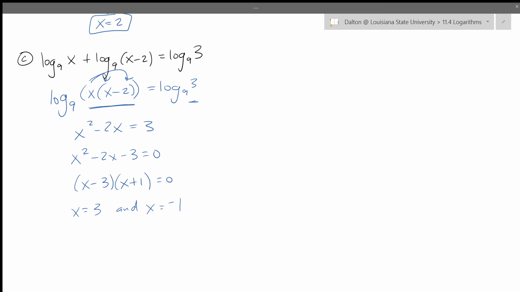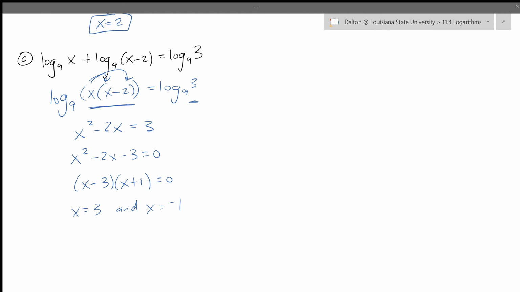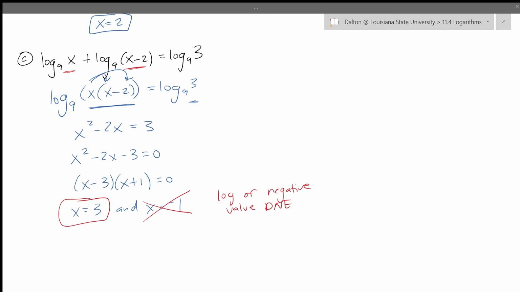So anytime you end up with a variable that would cause us to have the log of a negative number, if I plug in -1, this would be log of -1. This would be log of -3. Log of a negative value does not exist. So if the log of your negative value does not exist, then you're going to throw out x is equal to -1, leaving us just with the answer x is equal to 3.